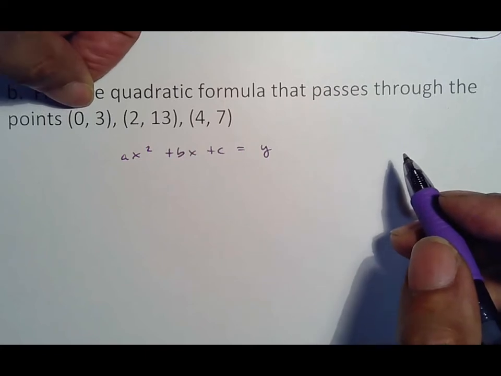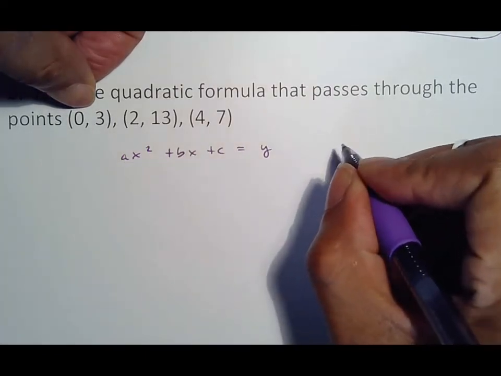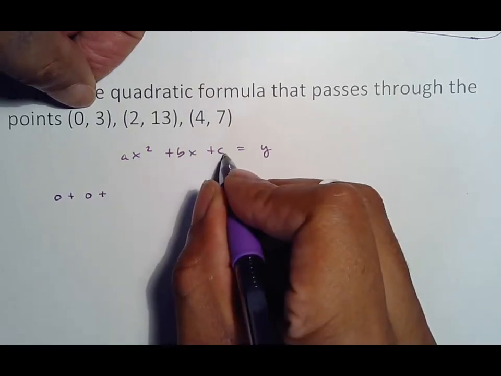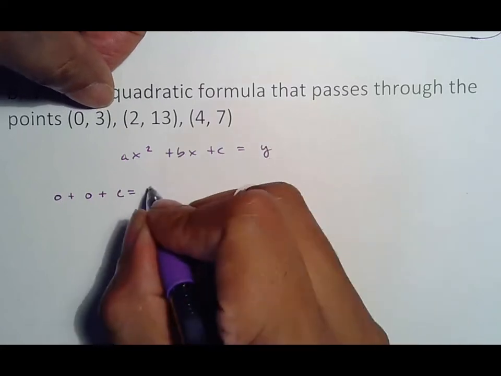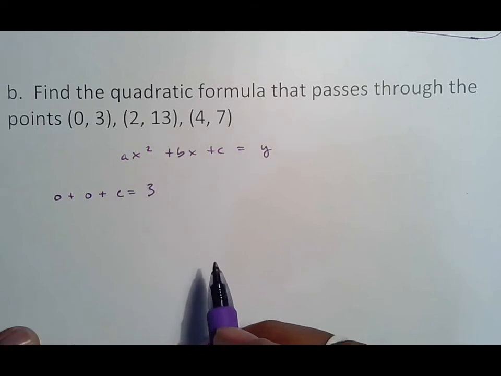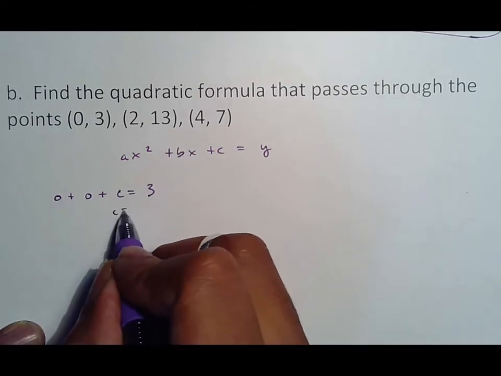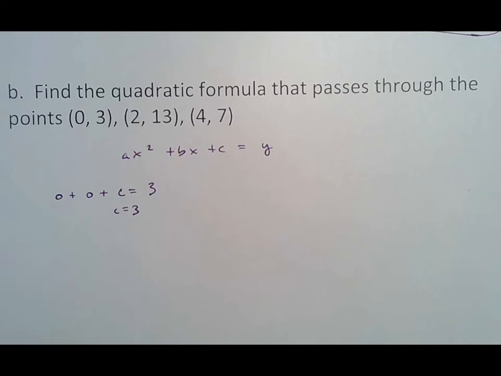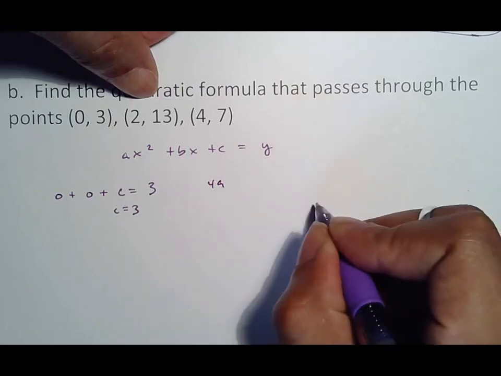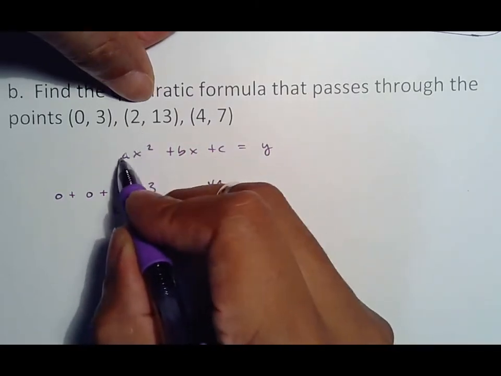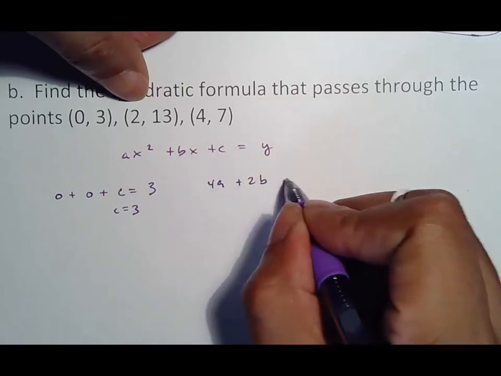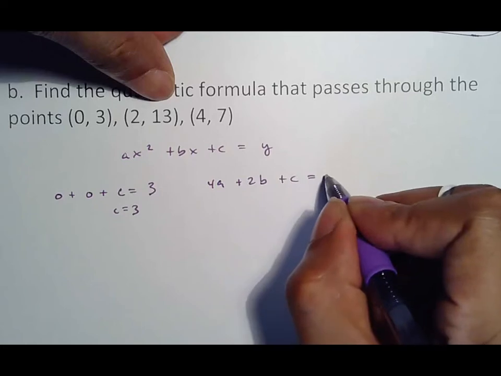First off, we're going to plug in 0. 0 for x means it's 0 times a, which means 0 plus 0 plus c, which we don't know, equals y, which is 3. Looking at that carefully, that tells me what c is: c is equal to 3. That helps. We're now going to plug this one in. This would be 4a, because x squared would be 2 squared, which is 4. This is x again, so that would be plus 2b plus c equals y, which in this case is 13.